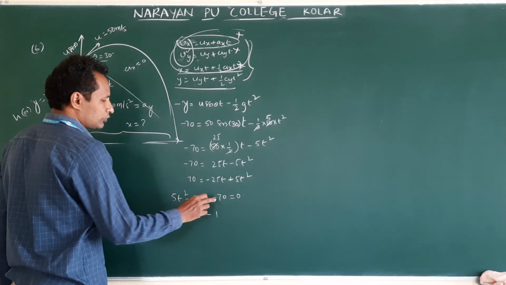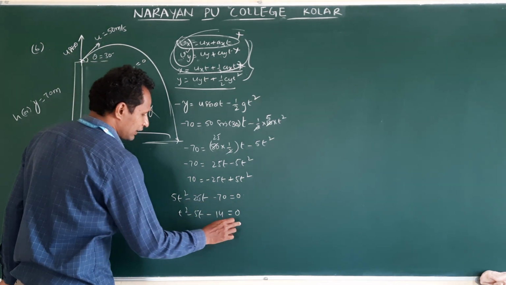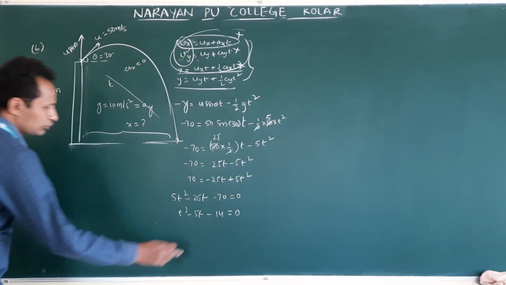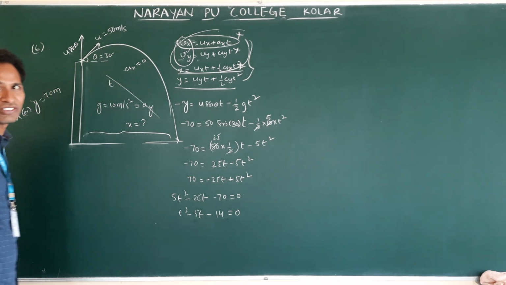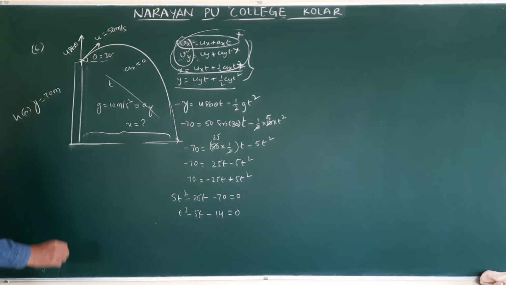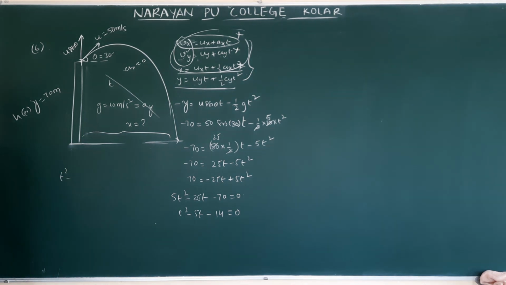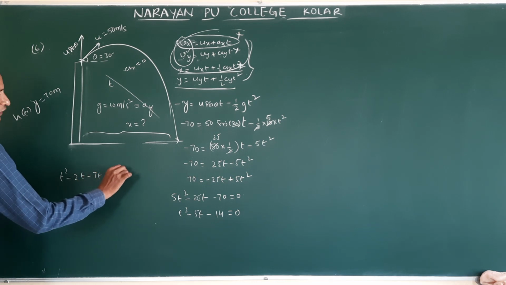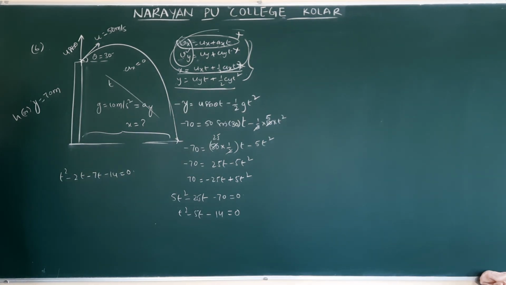14, a quadratic equation. Find the solution. It is 7 into 2, 14. 7 minus 2, 5, possible. So I can write t square minus 7t plus 2t minus 14 is equal to 0.